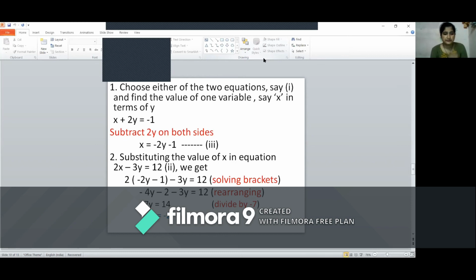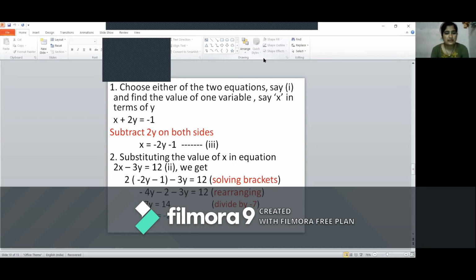Now from the steps, I have to substitute this value of x in equation number 2, so that I can get the equation in terms of y. So substitute the value of x, that is equation 3, in equation 2. What is equation 2? It is 2x minus 3y is equal to 12. So put x as minus 2y minus 1. So here it is 2 into (minus 2y minus 1) minus 3y is equal to 12.